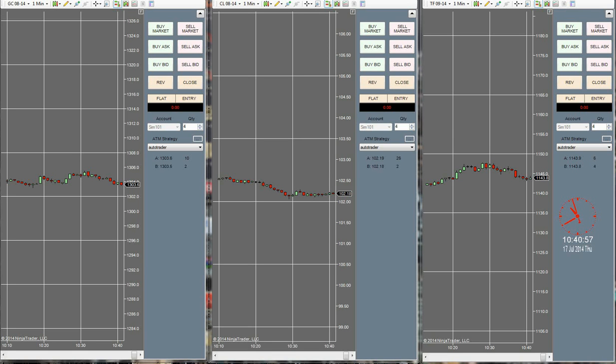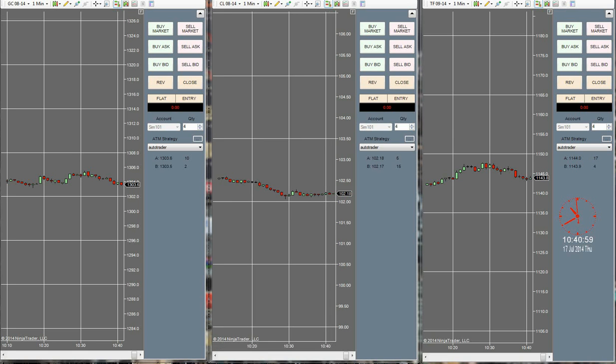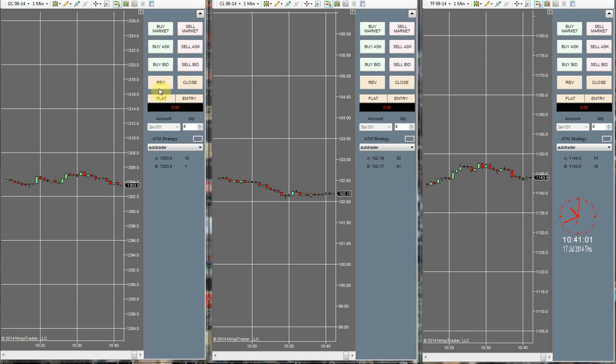Hi folks, today is July the 17th, and as promised we're going to look at trading most of the day with the direct entry software here. As you guys can see, I'm set up on the GC, the CL, and the TF. The main thing I want to accomplish today is letting you guys see the pending orders get entered.